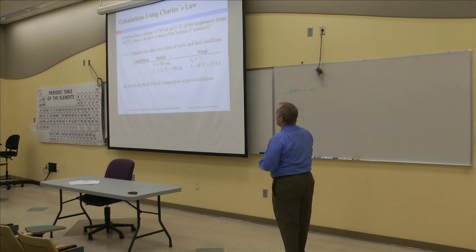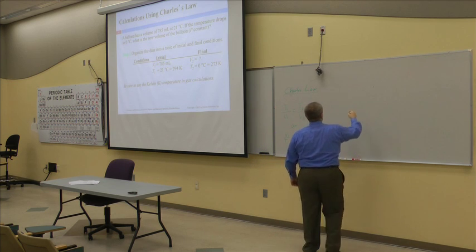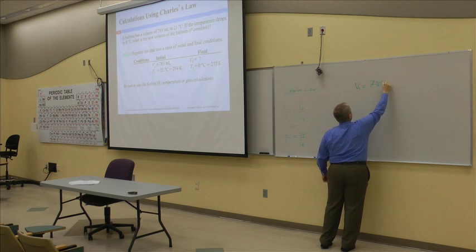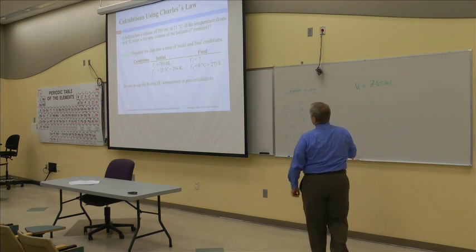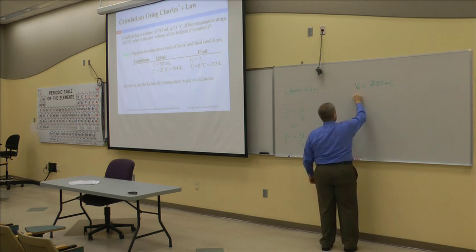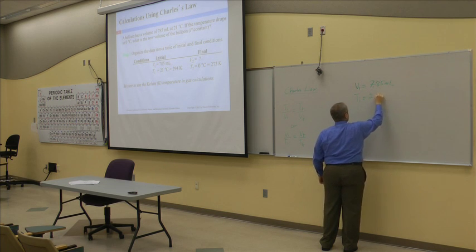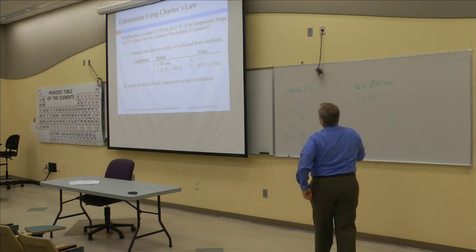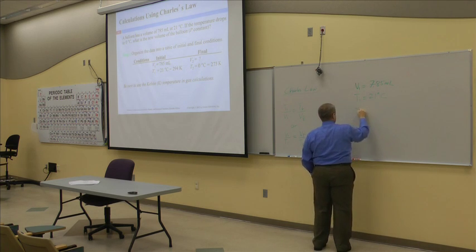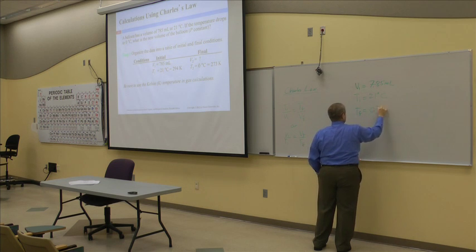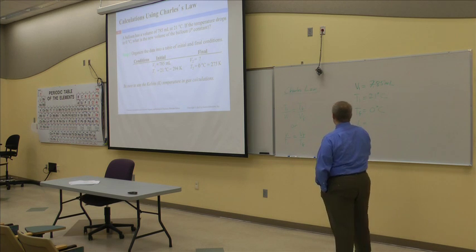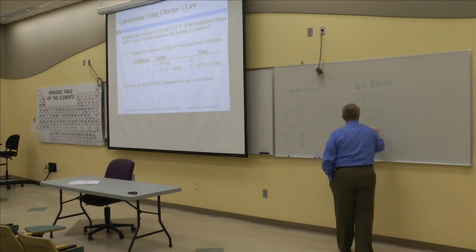A balloon has a volume of 785 milliliters. So Vi is 785 milliliters. That's V. Ti equals 21 degrees Celsius. All right, we'll throw it in the freezer. Okay, Tf is 0 degrees Celsius. Vf, okay, that's what we don't know. We don't know Vf.